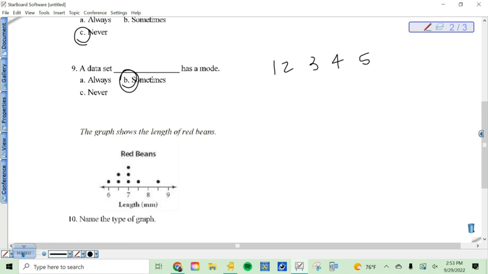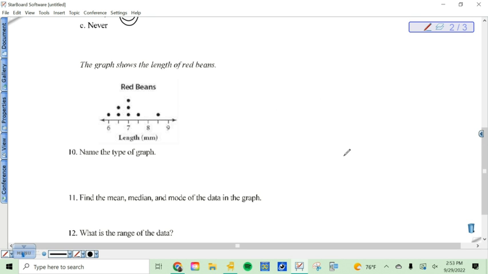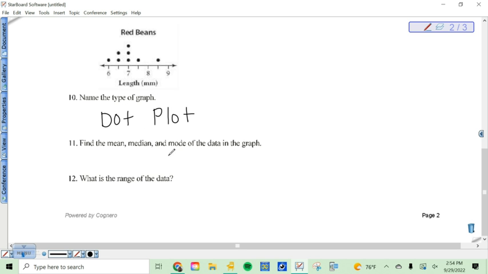All right. Number 10, I got some interesting answers on this one. Well, yeah, it's not a dot graph, it's a dot plot. Well, it's not, because plot and graph are different words. Okay, let's find mean, median, and mode. Mode is 7, right? Because it's the most. Good. Let's find the mean. Let's do the mean.